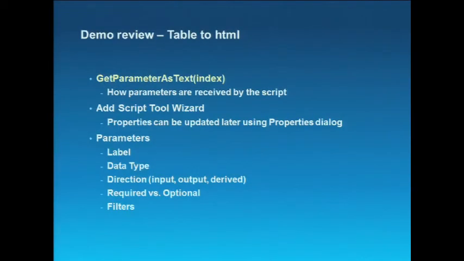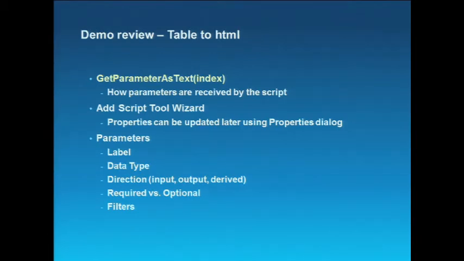Here's my review. Okay, so what you saw in the script was I received parameters in the script as get parameter as text, and it's a zero-based index, so the first parameter is index 0. Receive it in the script, and I then start doing my processing. So how I could use the add script tool wizard. Parameters, you saw how they have a label, they have a data type.